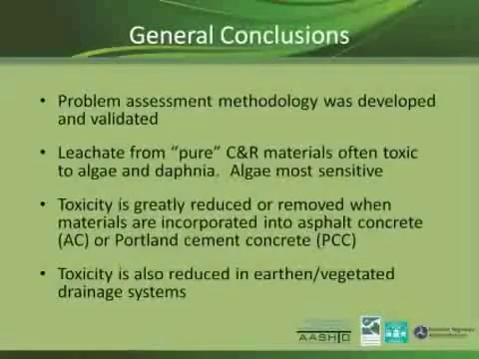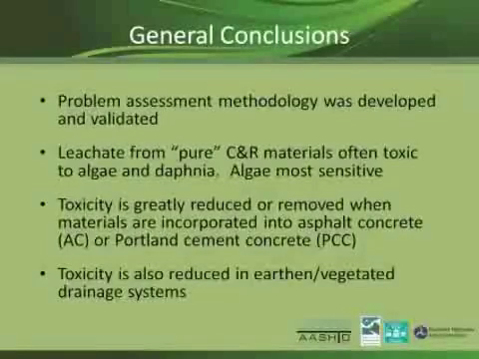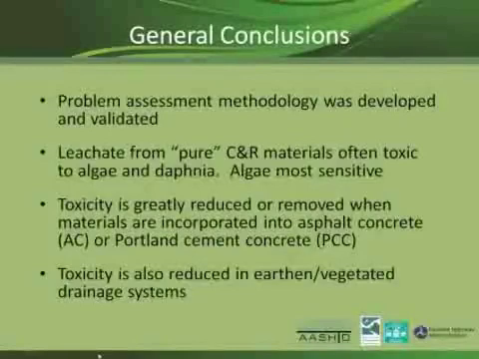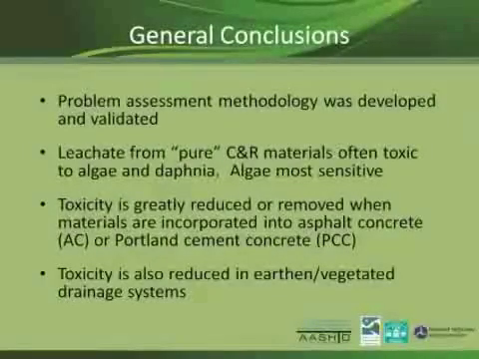And their general conclusions and results were, first, they developed an assessment methodology, which I think is applicable and usable. That's a modeling framework that one could look at and use. And some of the other findings were that, yes, the leachate from a number of the pure construction materials was often toxic to algae and Daphnia in the toxicity testing they did. They found algae was the most sensitive. However, that toxicity was greatly reduced when it was incorporated into asphalt, concrete, or Portland cement. So again, there's an interaction between different construction materials that could tend to counteract the toxicity that you might see from the pure material. And then also the toxicity was significantly reduced in earthen and vegetated channels.